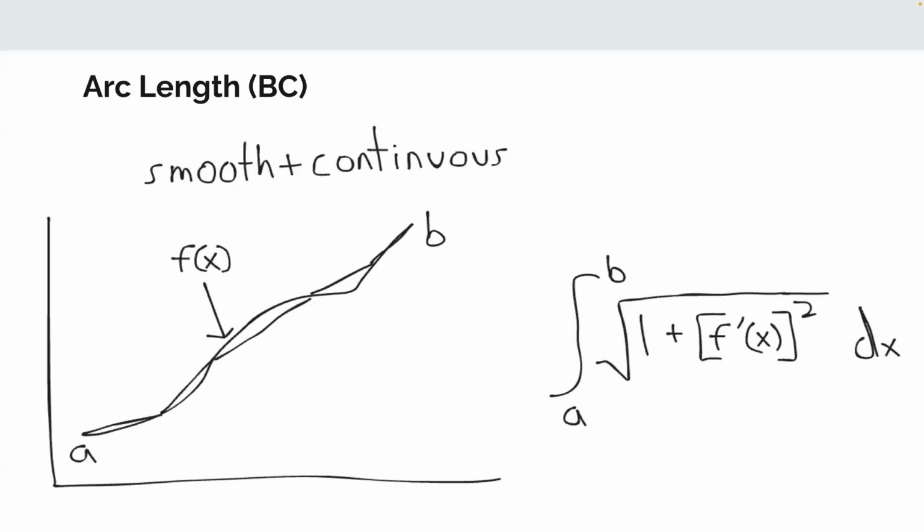Okay, and last topic, this is a BC only topic. How do you find the arc length of a curve? The proof is pretty complex, but you don't need to know that for the scope of the course. All you need to do is make sure the curve is smooth and continuous. Essentially, it just approximates a ton of tiny, tiny intervals. So the formula is just the integral from a to b of the square root of 1 plus f prime of x squared dx. And that's going to give you the arc length from a to b of f of x.